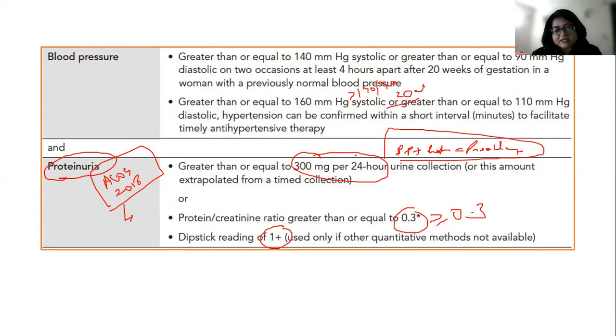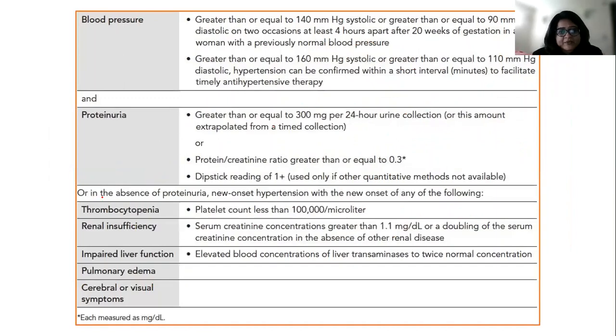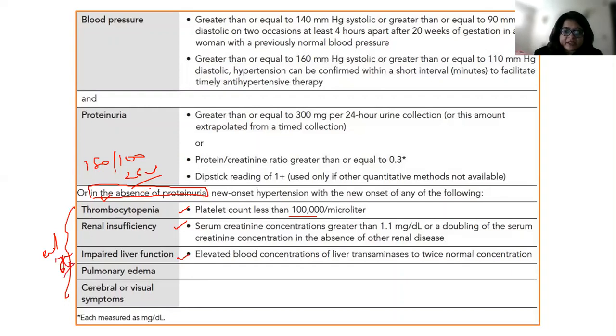Okay, but what has recently changed, I put this for that, is the absence of proteinuria. So there may be a patient whose blood pressure is say 150 by 100. She comes at 26 weeks. You find there is no proteinuria, but you find there is thrombocytopenia, platelet count less than 100,000, or you find the serum creatinine is 1.2 or 1.3, or you find there is increased SGOT, SGPT, or you find there is pulmonary edema, or you find that she has headache or visual disturbances. So in the absence of proteinuria, if you find evidence of end organ damage, then she can still be labeled as preeclampsia.